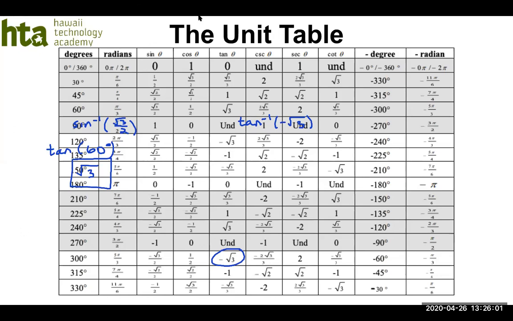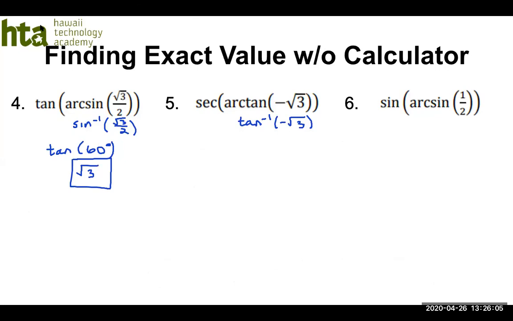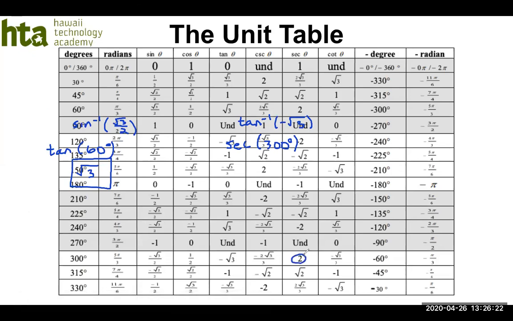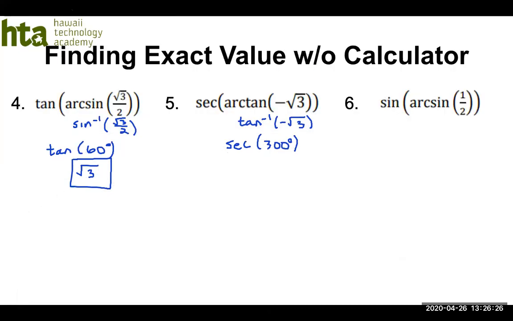So if that is the value at 300 degrees, then we are asked to find the secant value of 300 degrees. So go back to our table. Secant value at 300 degrees is 2. So our answer is a nice, clean 2.